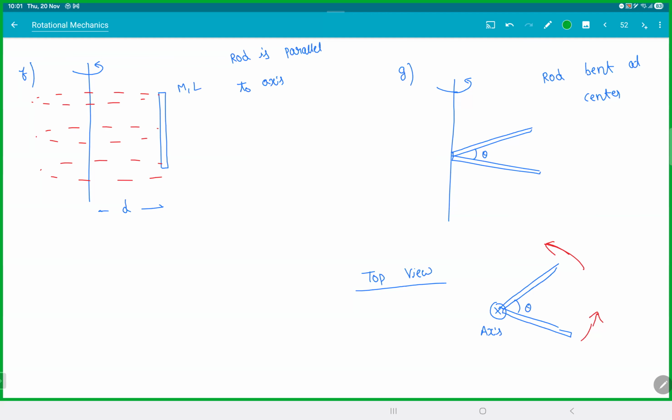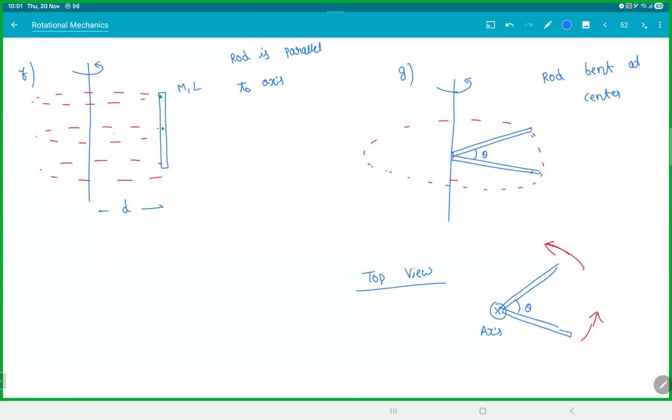So F is easy. Sir, in the G part, are the rods perpendicular to the axis? The rods are perpendicular to the axis, in the same plane, right? Okay. This rod is bent in the center. Meaning, think of it like this: stretch your hands right and left. Now bring them like this at an angle, like a drill.